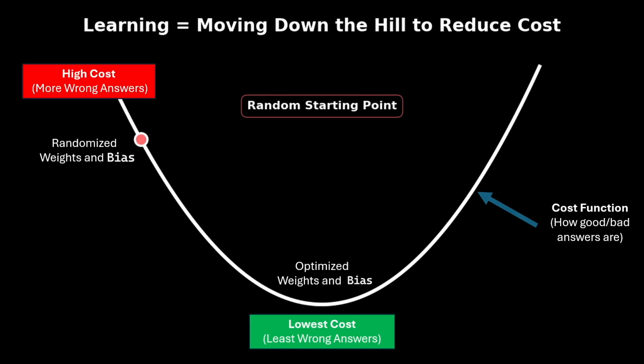And the goal is to find the lowest point on the hill, or the lowest cost, which means least wrong answers. And so once it reaches the bottom, it's found the best possible weights and biases to use. You can see in the visualization, it starts with its randomized weights and biases up there and slowly travels down the hill to get more optimized weights and biases that give more correct answers.